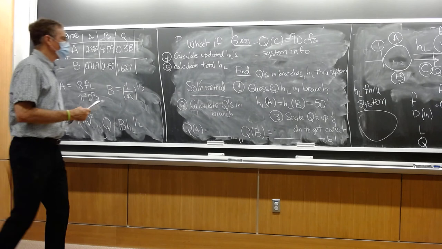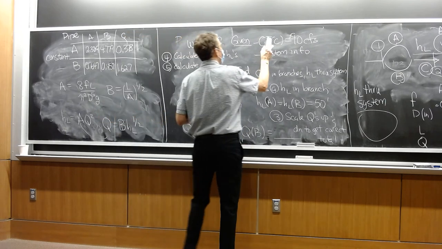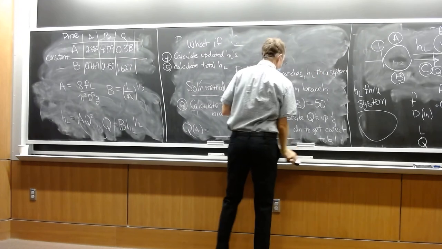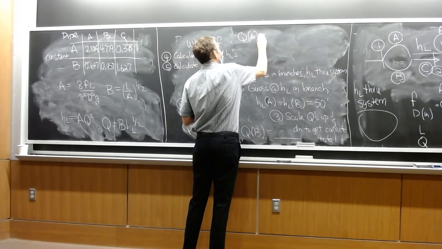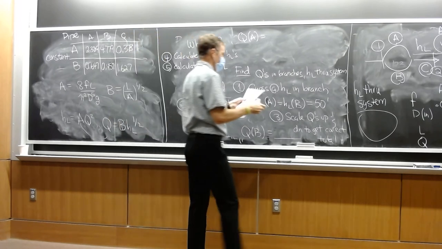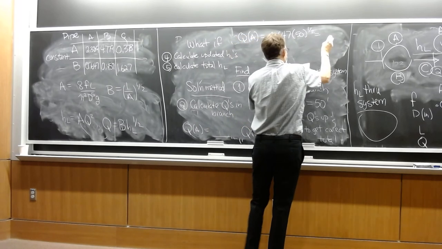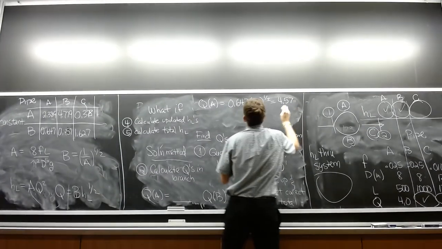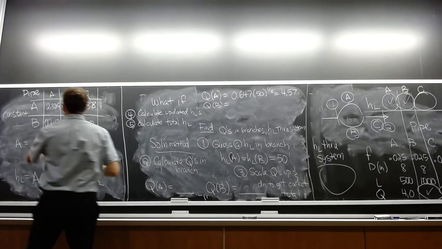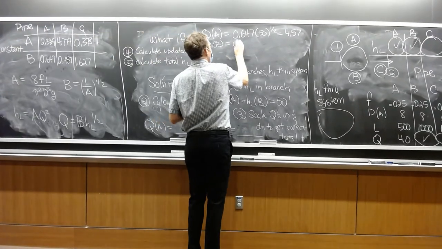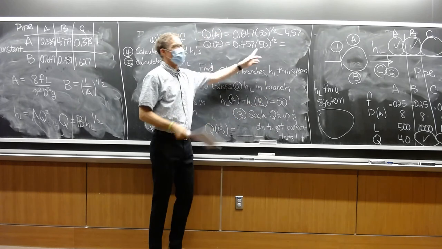Let's implement our solution method. First, define the flow in A and the flow in B with our assumed head loss of 50 feet. I'm using the values out of the table here for A and B, so this one would be 0.457. This is the head loss that we guessed.